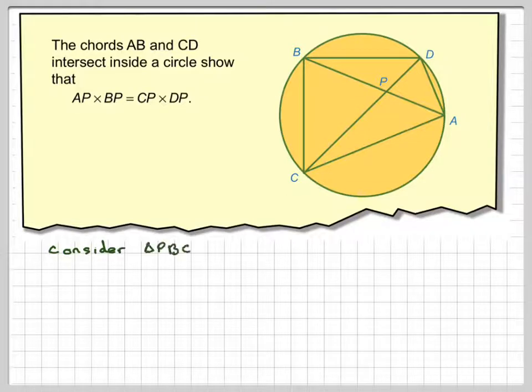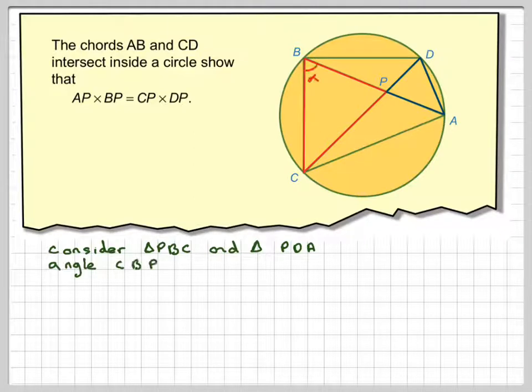Now, for IGCSE, you don't actually have to know the proof, but it's interesting to look at it. So consider triangle PBC. Triangle PBC is this one there, which I've just coloured in red. And triangle PDA. PDA is that triangle there, which I've just coloured in dark blue.